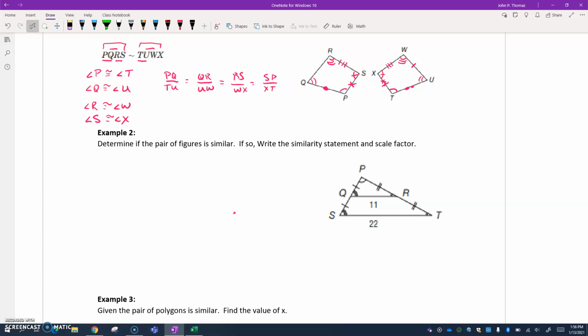If so, write the similarity statement and the scale factor. So first thing you might notice is it looks like there's only one triangle here. So what I'm going to do is I'm going to take a second, I'm going to actually separate this into two. All right, so I'm going to rewrite this, and I'm going to draw the little triangle QPR.